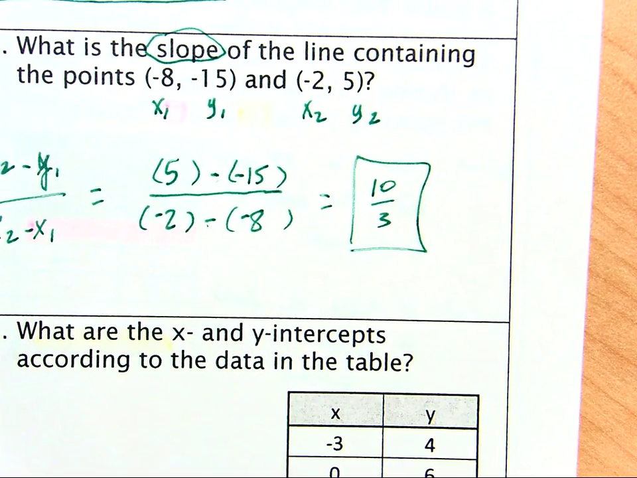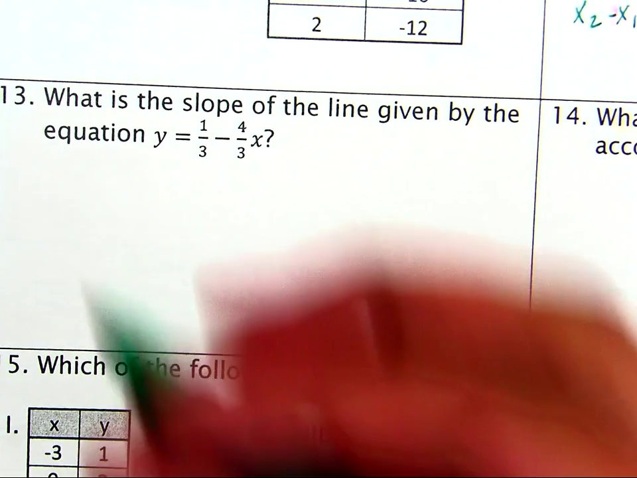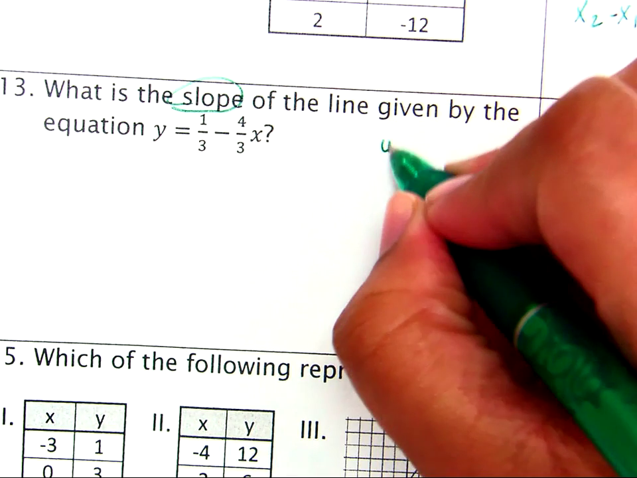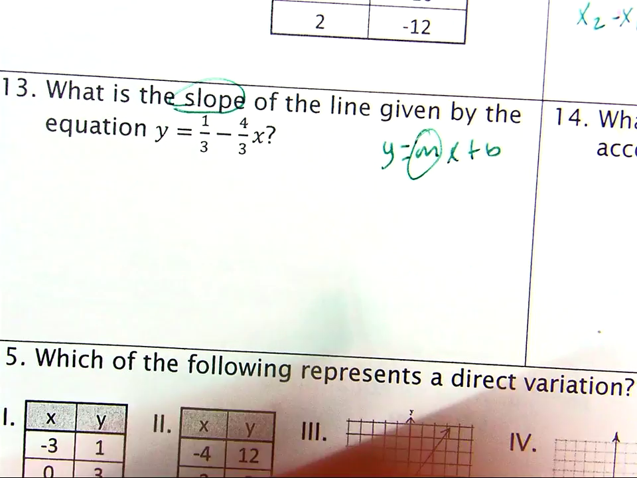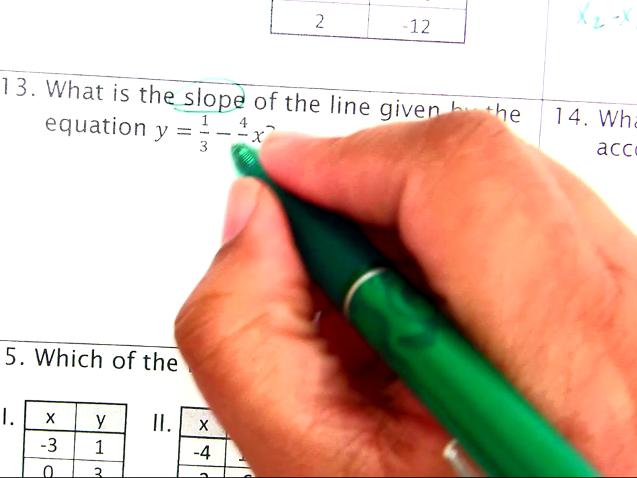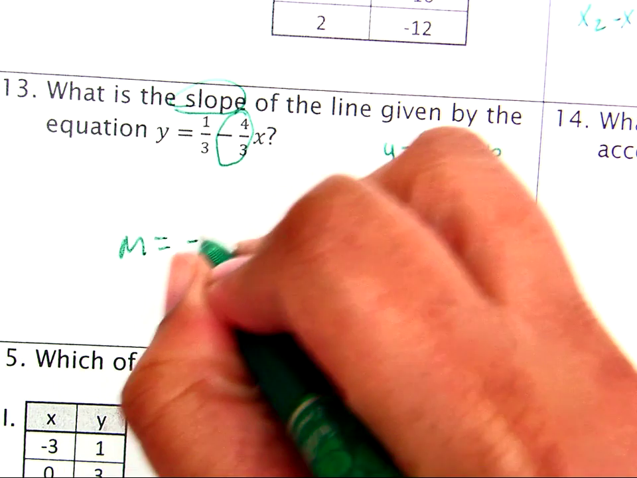That's it. Number 13 is super easy. You have slope of a line. Remember, slope of a line can be found in front of x. Where's the number in front of x? So slope is -4 fifths.